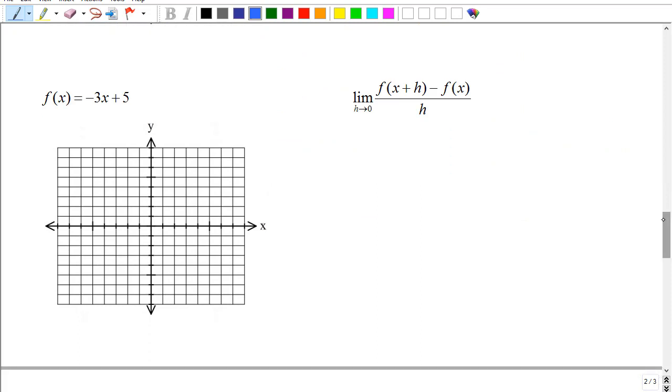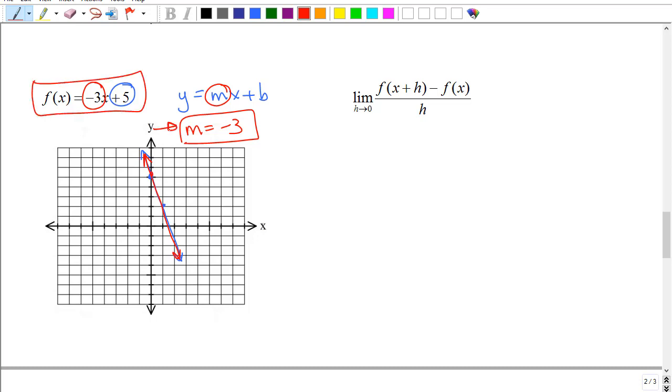So let's go to another line. If you remember, this is in the form y equals mx plus b. So we have a y-intercept of 5 and a slope of -3. So if I wanted the slope of the tangent line, well, a tangent line is just going to be the line. We should know from algebra that our slope is -3. In fact, that would be the derivative of this function. It's going to be the slope of that line. But let's use that definition here.